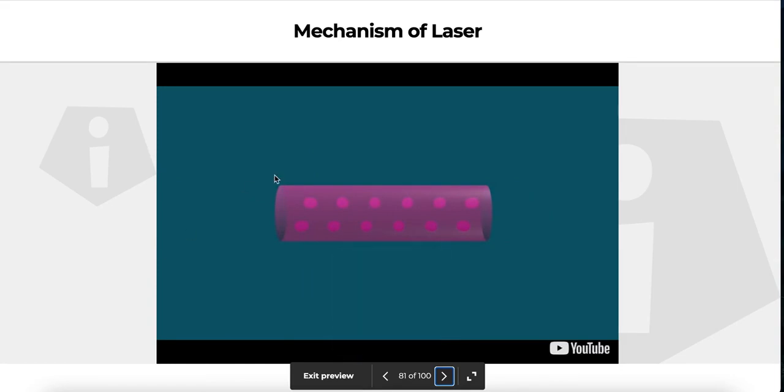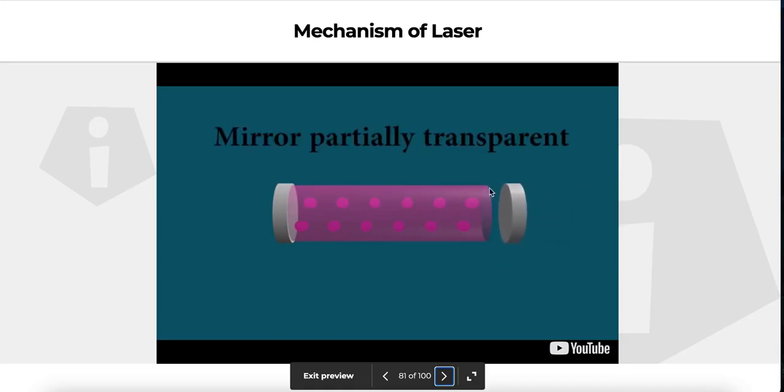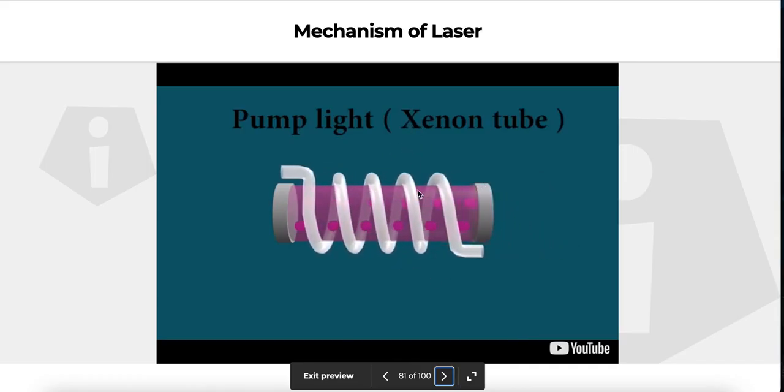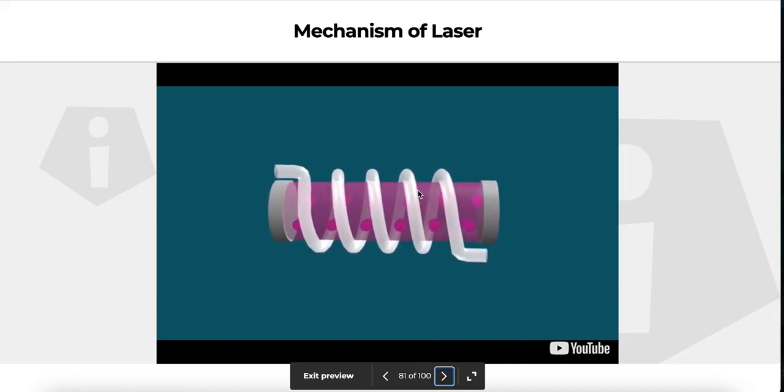First, we use a medium. This medium can be a solid or gas or even liquid that has atoms. These atoms will be present in the tube, which has a mirror at one side and a partially transparent mirror at the other side in case of the continuous wave. And then there will be a source of light, or what's called the pumping.